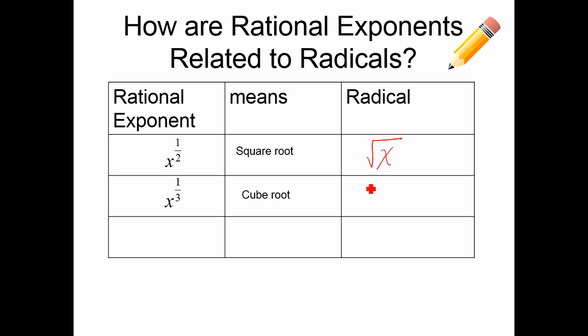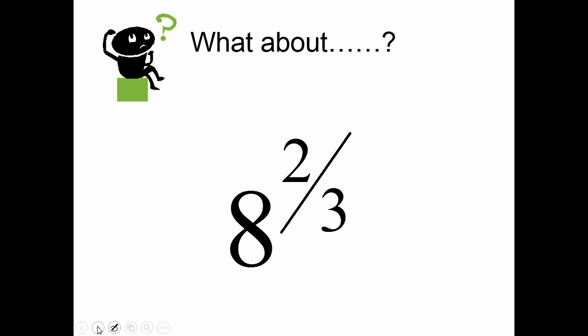Now x to the 1/3 power is the same thing as a cube root. So when I write that in radical notation, it is the cube root of x. And x to the 1/4 is a fourth root. That means we're talking about the fourth root of x. So the denominator of all of these little rational exponents here tells me the type of root or radical that I'm dealing with. So what does that mean if I was going to do, let's say, 8 to the 2/3 power? Well, let's take a look at that.